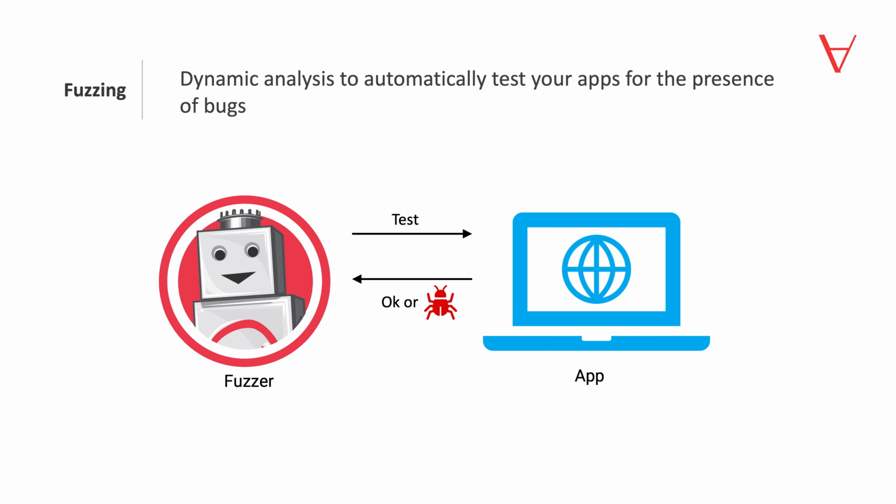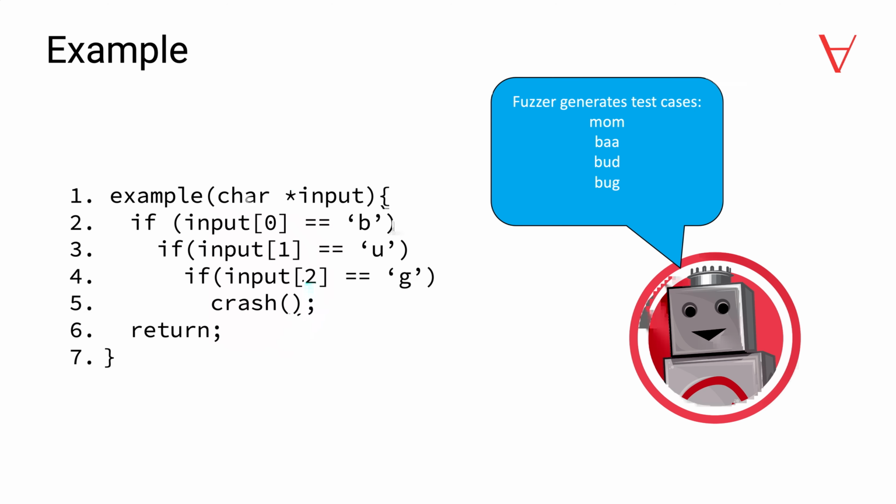So fuzzing, it's an amazing technique. It helps you test your app, and it's gaining a lot of traction. As a very simple example, let's think of a program that has a bug in it. Literally, if the program takes a user input, and if the input is BUG, the program's going to crash.